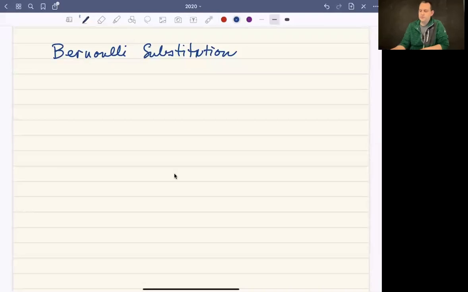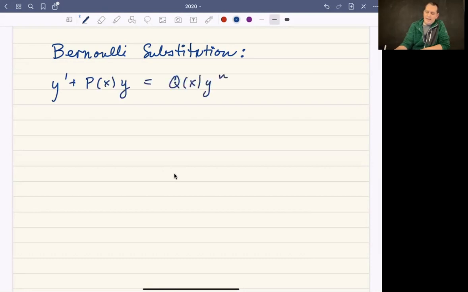If I were to put a substitution problem on the exam, it would likely be a substitution problem where you can tell exactly what the substitution should be without having to think too much, or it'll be what's called a Bernoulli substitution. And a Bernoulli substitution is a differential equation of the form y prime plus p of x y equals q of x y to the n.